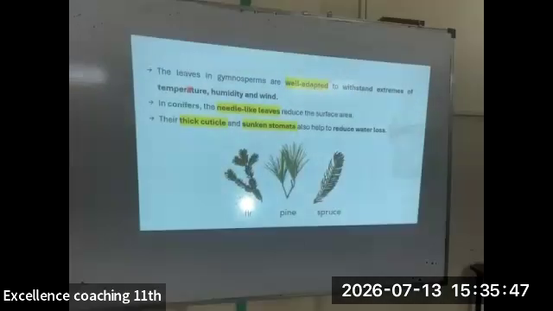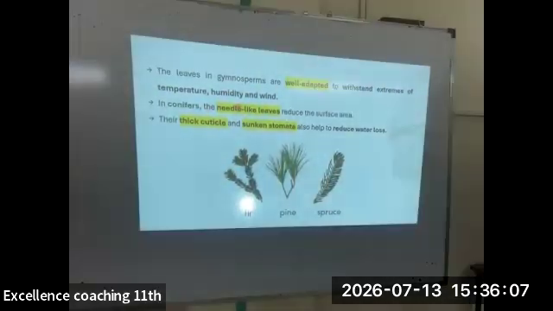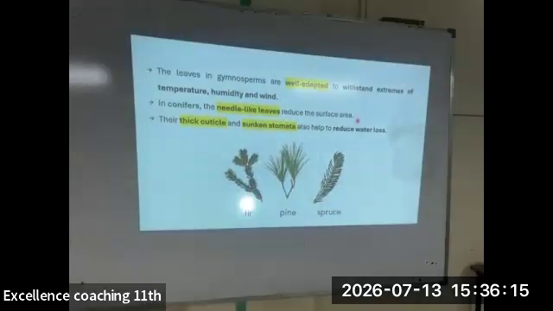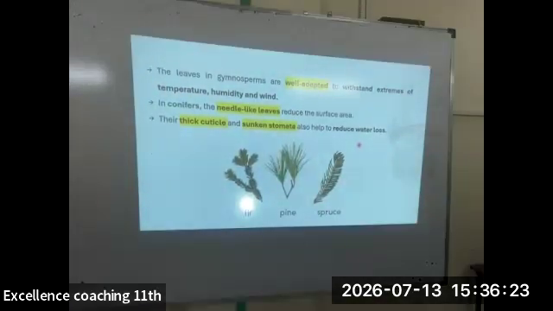The next point is that gymnosperms are well adapted to withstand extremes of temperature, humidity, and wind. Since they are present in somewhat extreme, harsh conditions, they have a few adaptations in their body. Conifers have needle-like leaves. Why are those needle-like leaves present? To reduce the surface area so they can retain maximum water inside the body. Then they have a thick cuticle and sunken stomata. This again helps to reduce water loss.